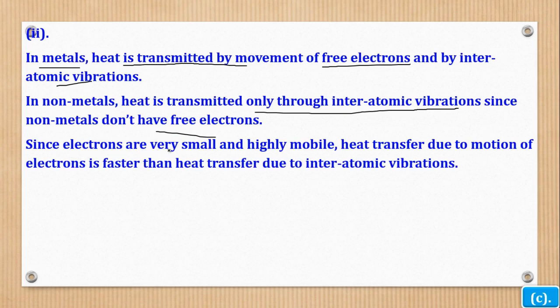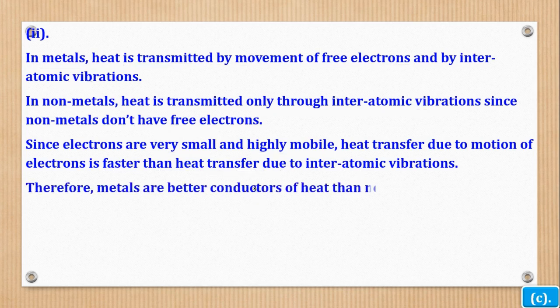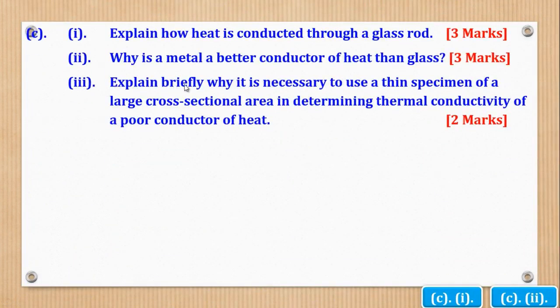Therefore, since electrons are very small and highly mobile, heat transfer due to motion of electrons is faster than heat transfer due to interatomic vibrations. Therefore, metals are better conductors of heat than non-metals. So now we shall go to Roman 3. Roman 3 says, explain briefly why it is necessary to use a thin specimen of a large cross-section area in determining the thermal conductivity of a poor conductor of heat.